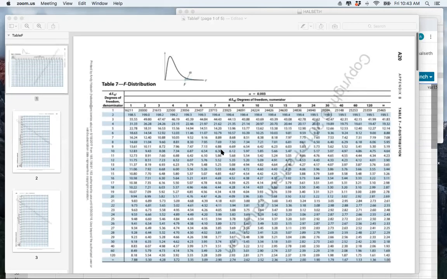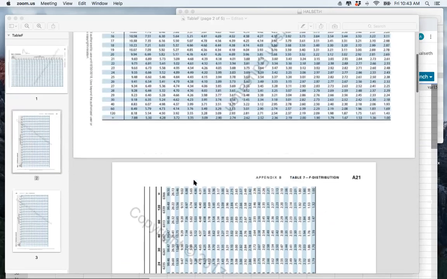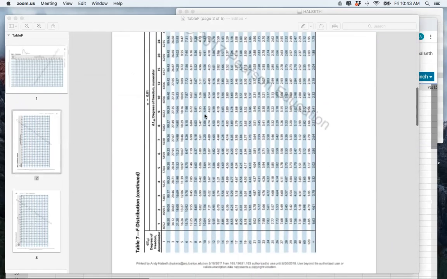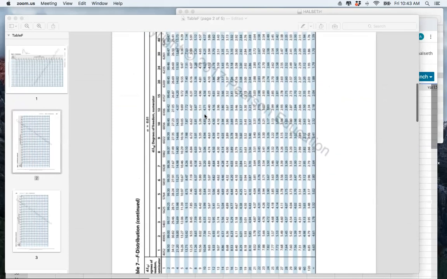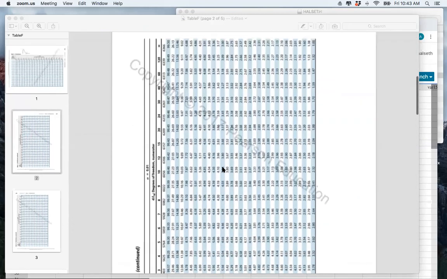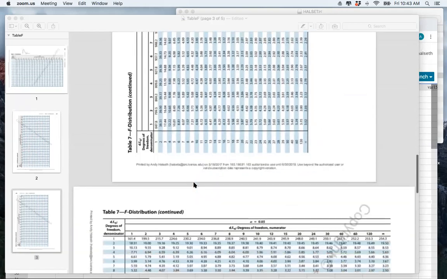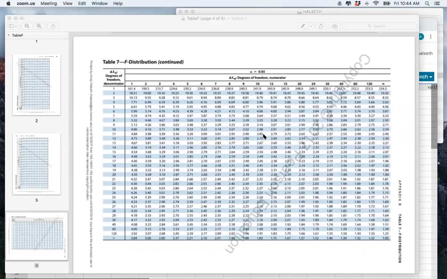So here's the F distribution. Pages typically come up as this landscape. You can rotate them around if you want, like I've done this one. But the thing about this table is there's a page for each level of significance. Right? So you'll see it right at the top of the page. That one's 0.005. This one's 0.01. Here's 0.025. Here's 0.05.